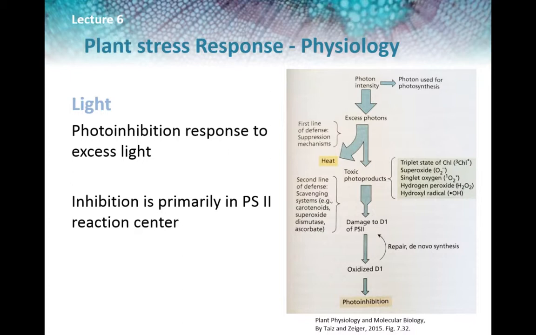Photoinhibition is defined as decreased efficiency of photosynthesis as a result of oxidative injury caused by ROS. Inhibition is primarily in the photosystem II reaction center and occurs when the system becomes light saturated. The inhibition is reversible to some degree and it depends on how adapted the plant is to varying light conditions.